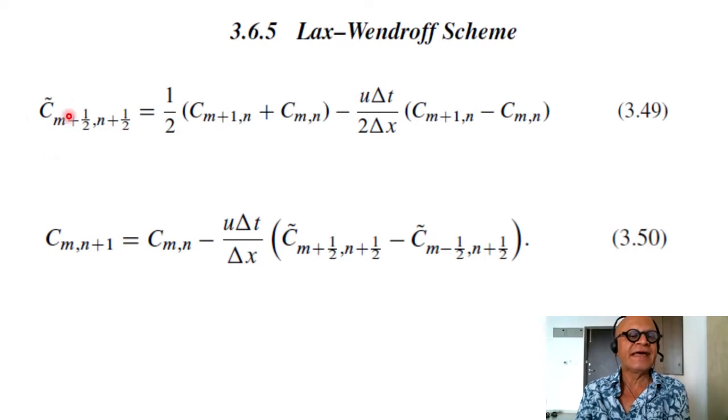Basically, he added an intermediate step of c at m plus 1/2 Δx and n plus 1/2 Δt, called it c tilde, and that can be written as 1/2 of c(m+1, n) plus c(m, n) minus u Δt over 2Δx, c(m+1, n) minus c(m, n). So complicated steps, but not too difficult to understand.